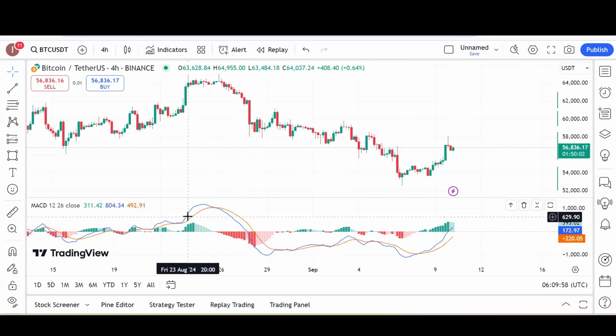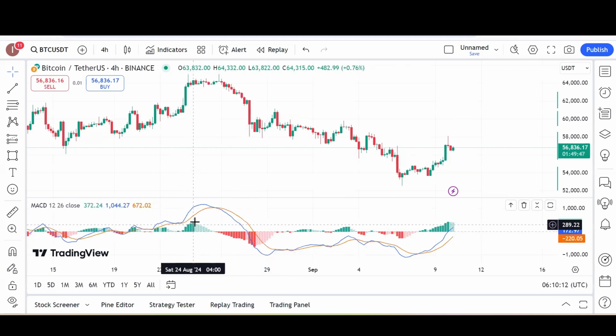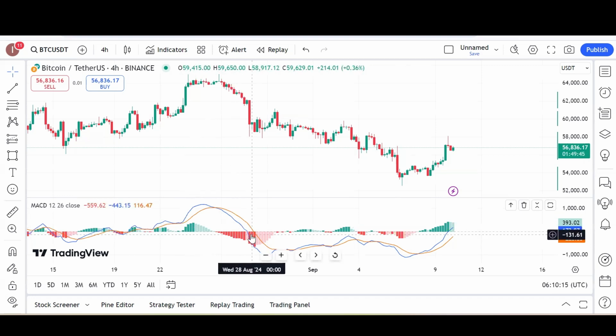And you can see the blue line here and the orange line. The blue line indicates the MACD line, and the orange line is your signal line. Okay, and this is also known as the histogram. The green histogram shows us the buying signal, and the red histogram shows us the selling signal.